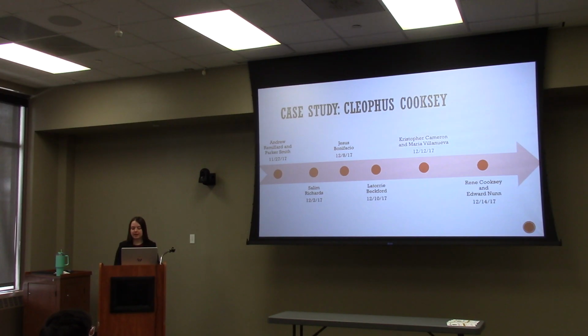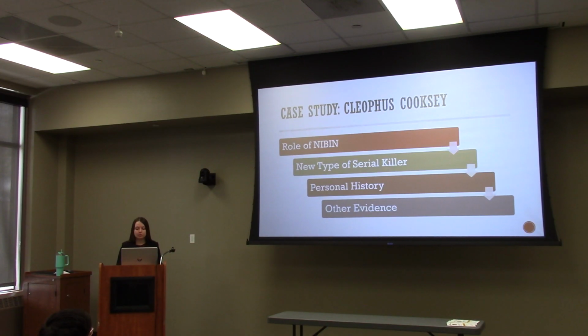Later that same day, Maria Villanueva was kidnapped in Phoenix and her body was found the next day. The final murders were 2 days later in Phoenix, and the victims were Renee Cooksey and Edward Gunn. His victims were of multiple races, both genders, and there was not one specific age range that he targeted.